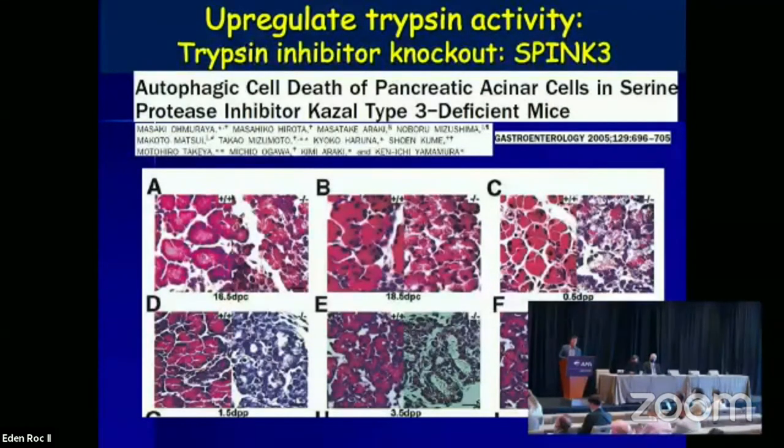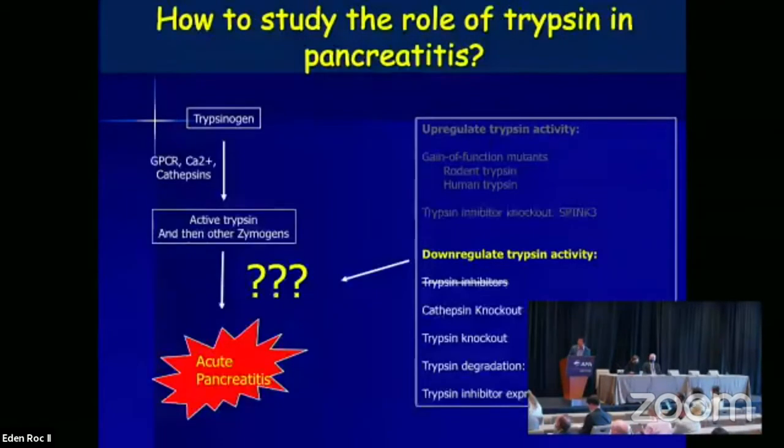Another way to increase trypsin activity is to reduce inhibitor expression. This study is from Japan. They deleted Spink3 in the mice. It's a whole-body knockout, and you can find that pancreatic acinar cell damage starts from the embryonic stage and causes embryonic or perinatal lethality. So trypsin is really important. It can determine life and death.